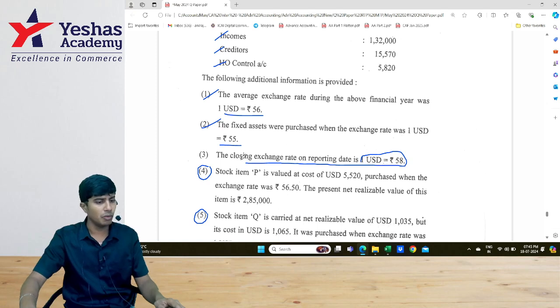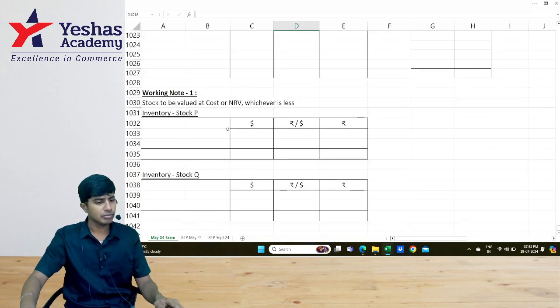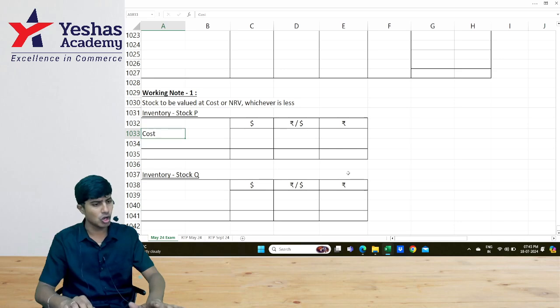Okay, let's do that now. Stock item P Limited is valued at cost of $5,250. Purchased when the exchange rate was 56.50. NRV is 2,85,000. So we need to take cost or NRV, whichever is less. We know $5,250 is cost when the rate is 56.5. If you do 5,250 into 56.5, we'll get the cost. Let me write here cost.